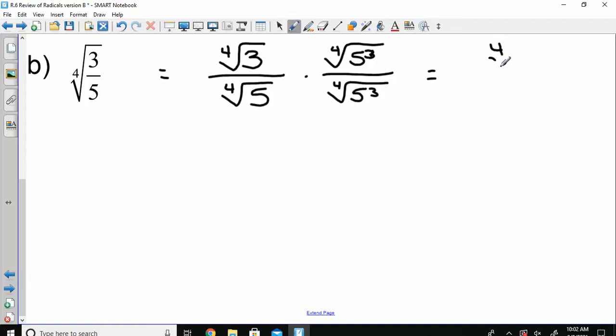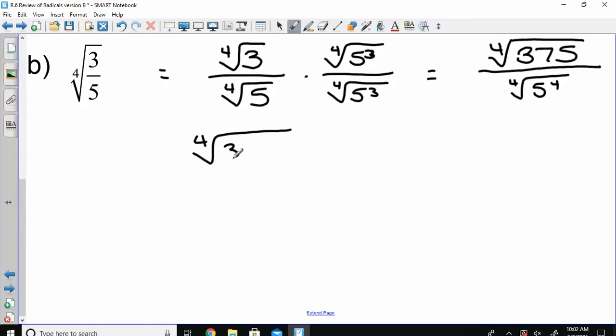So on the top, use your calculator if you need to, 3 times 5 to the 3rd. 375. On the bottom, you have the 4th root of 5 to the 4th, or if you multiply that out, that's the 4th root of 625, which is just a 5.